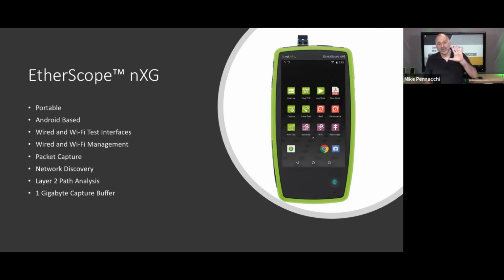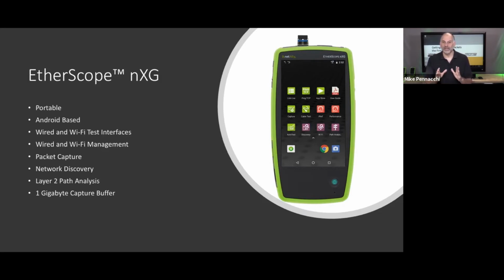Now, this will capture full line rate 10 gig, but we only have a 1 gigabyte capture buffer. Now, I'll tell you, when it comes down to it, I'd really rather not look at a gig of traffic. So we're going to find that we use this for going in and capturing very specific packets in very specific places. And that it will do that either via the wired interface on the top, where we can go up to 10 gig, or via the Wi-Fi interface.